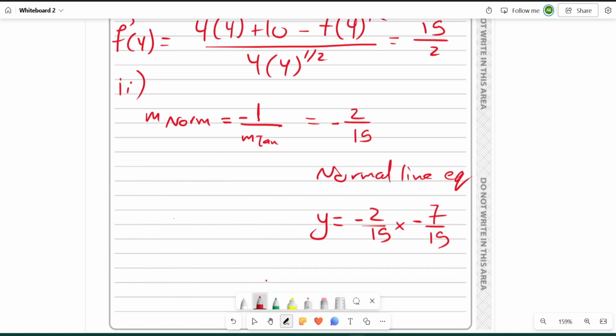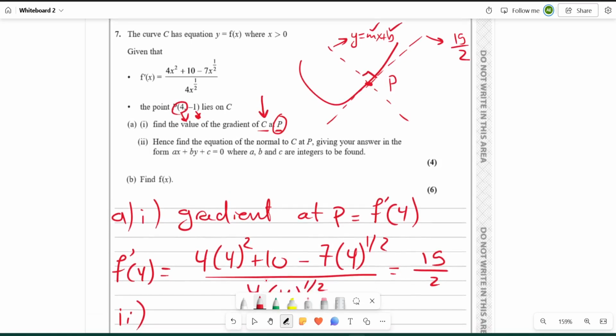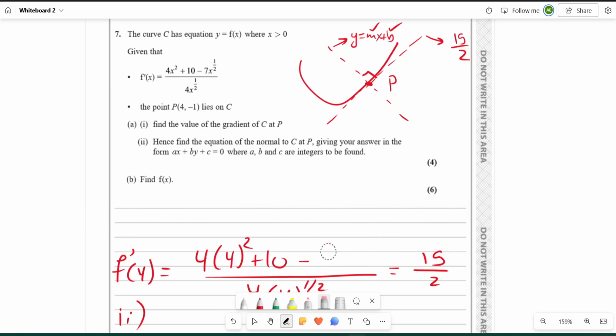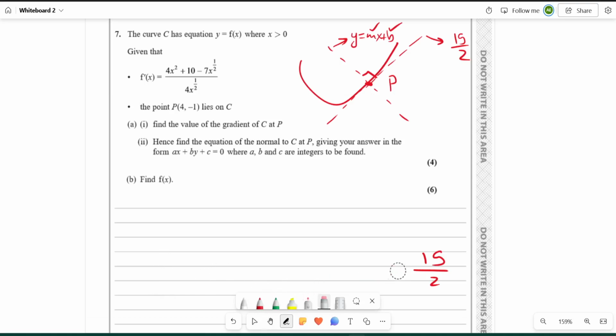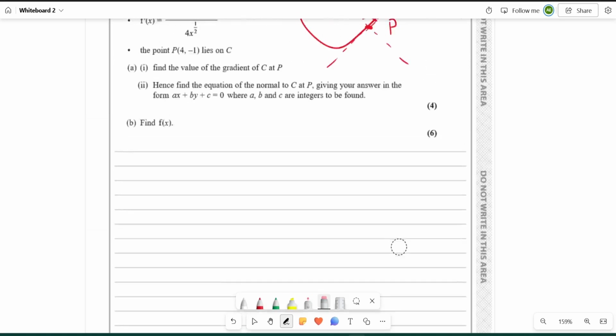Okay, now let's read the part that we're interested in. It tells me find f of x. Again, it started with f dash of x, and it wants to reach f of x. So I straight away know that I need to integrate to find my answer over here. So let's see how we will integrate f dash of x.